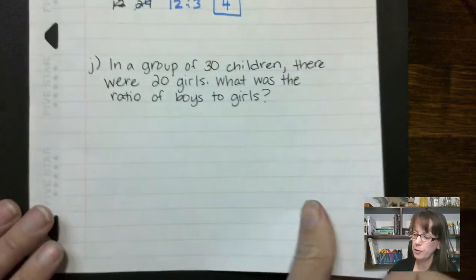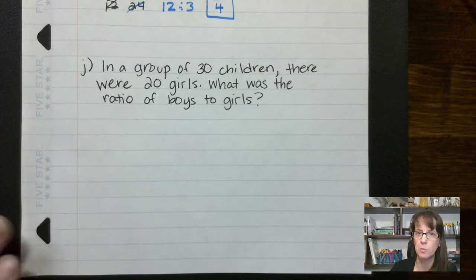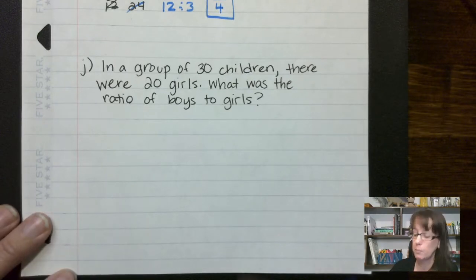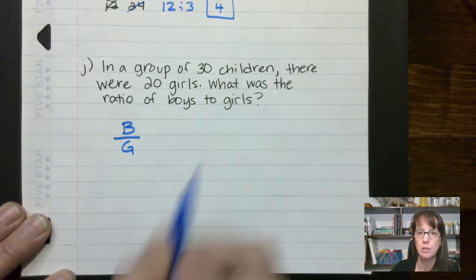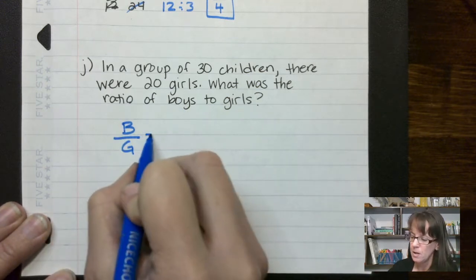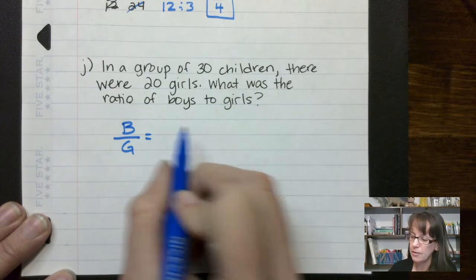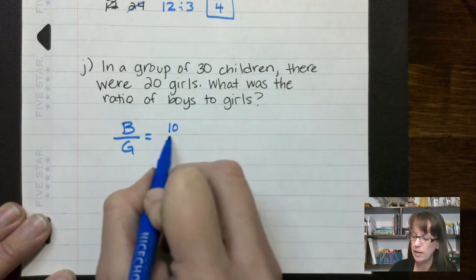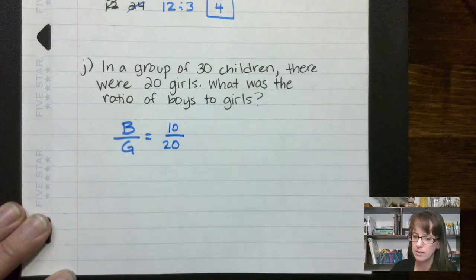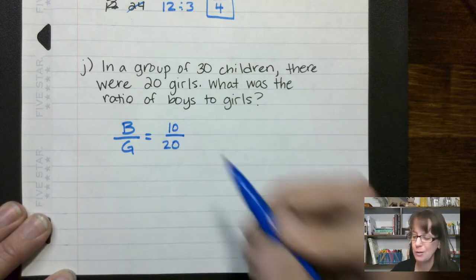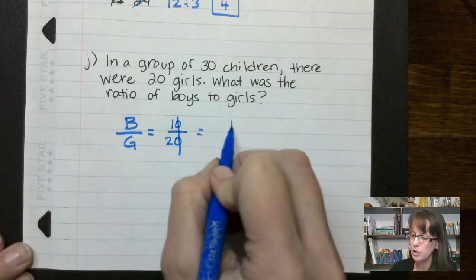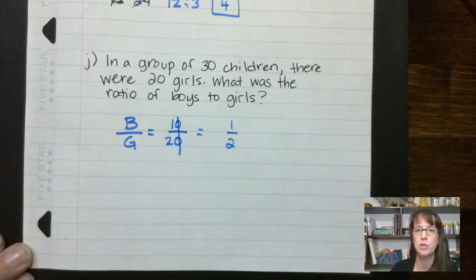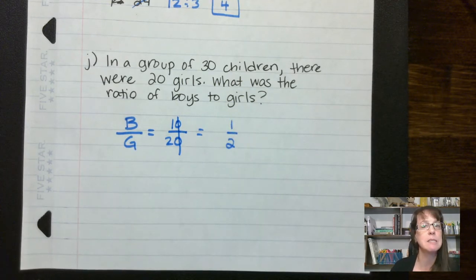Last one. In a group of 30 children, there were 20 girls, assuming the others were boys. What was the ratio of boys to girls? Boys to girls. The order is important here. If it says boys to girls, you got to do boys on top, girls on bottom. There were 20 girls and 30 children, so that means there were 10 boys and 20 girls. Look at this. When you're reducing fractions, you can just lob off your zeros. Don't do that for any other number, only zeros. So what's the ratio? 1 to 2. For every 1 boy, there were 2 girls. Hopefully this helps, and we will see you next time.